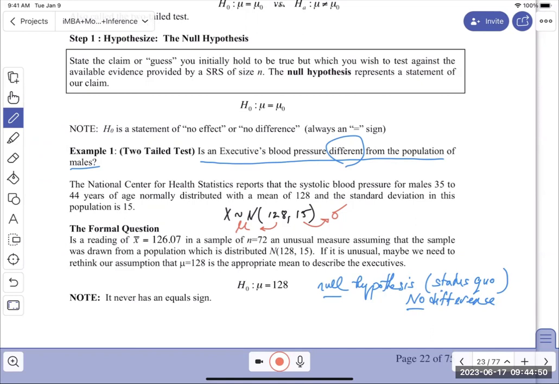First, let me tell you the results of a sample that was taken of 72 male executives, and their sample mean was 126.07. Looking at this number and the hypothesized mean, do you think they're different? Is 126.07 different from 128? It's very close.